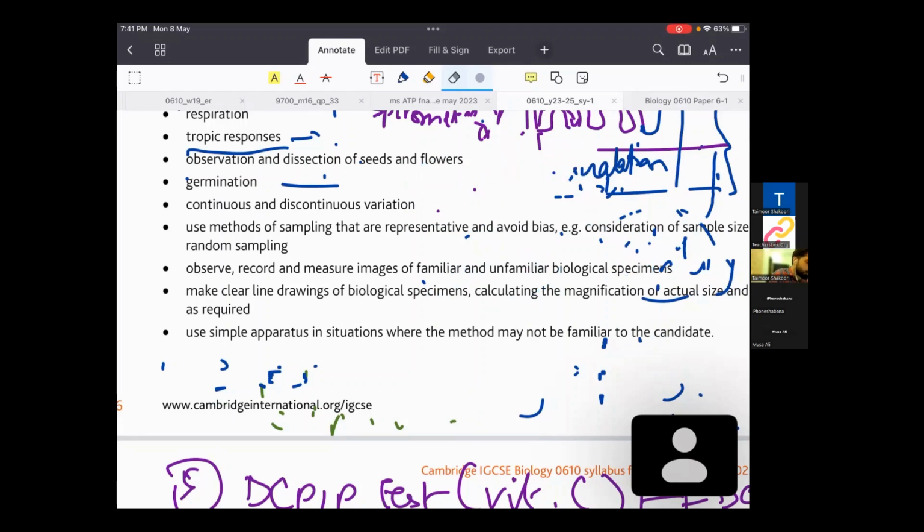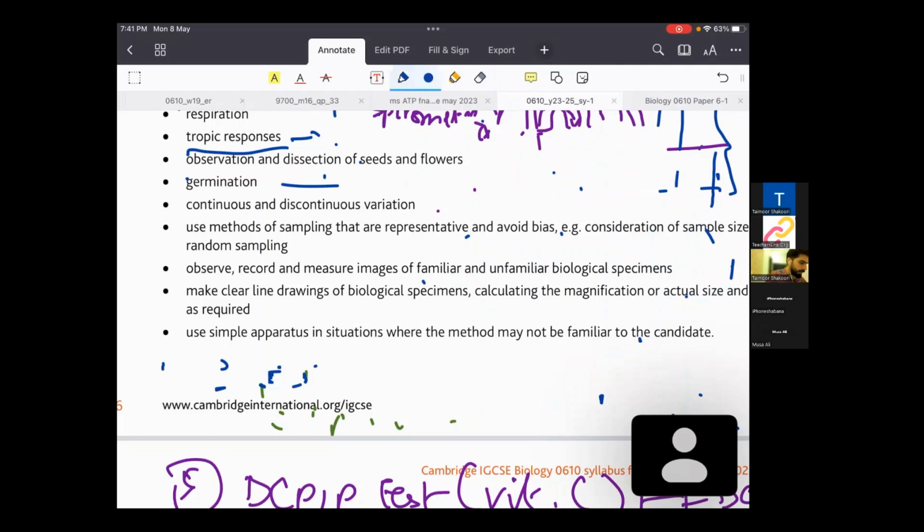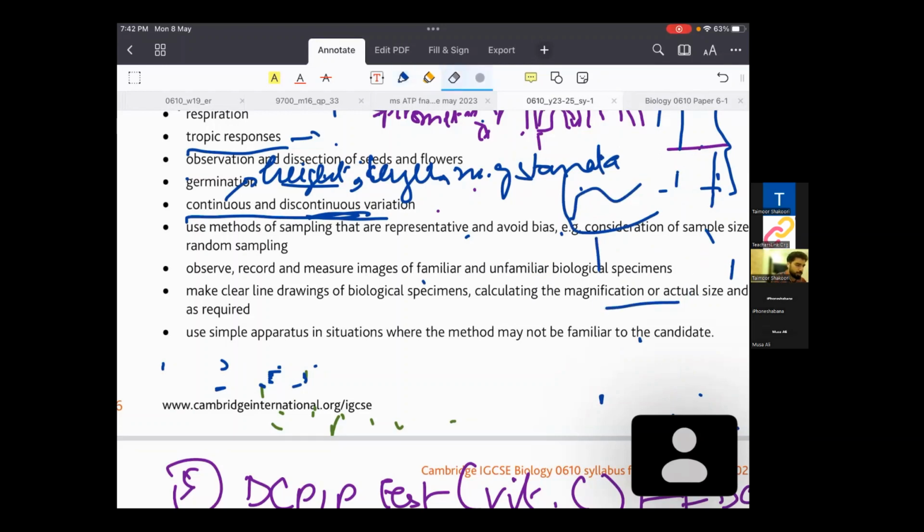The importance of drawing diagrams cannot be underemphasized, so I'm going to do that by taking an example of it. But first, continuous and discontinuous variation. Remember, continuous variation is when things are constantly changing. So that could be height, or length of a leaf, or number of stomata of the leaf. Things that do not have a discrete categorization can be represented by a curve, if you will, or by a histogram.